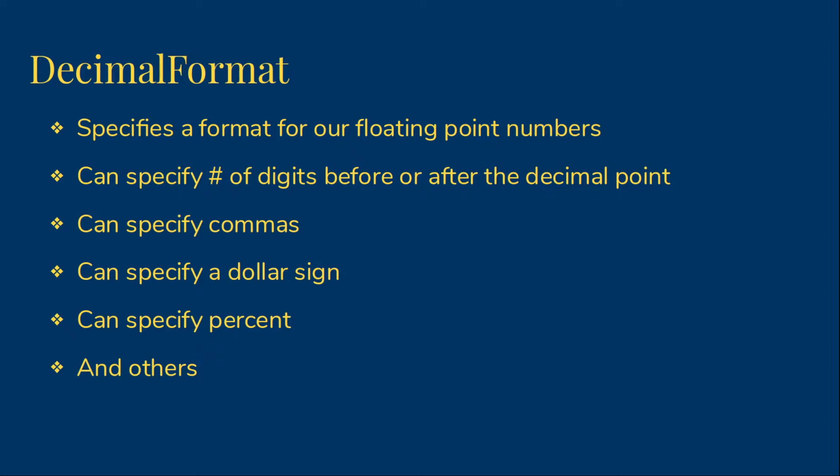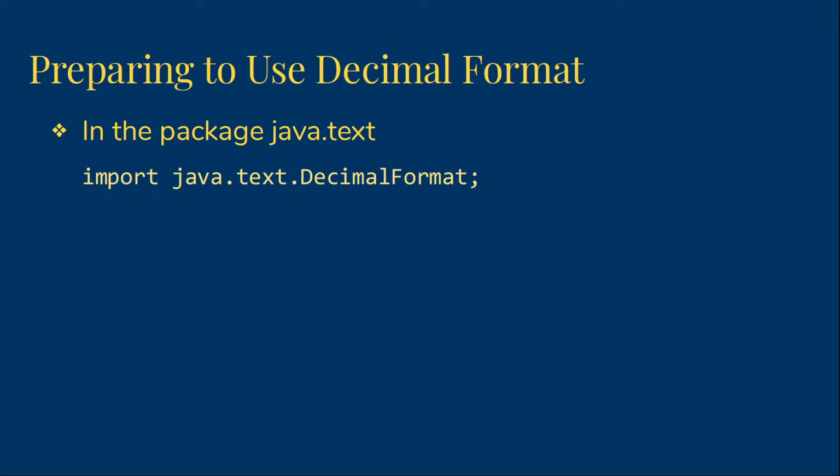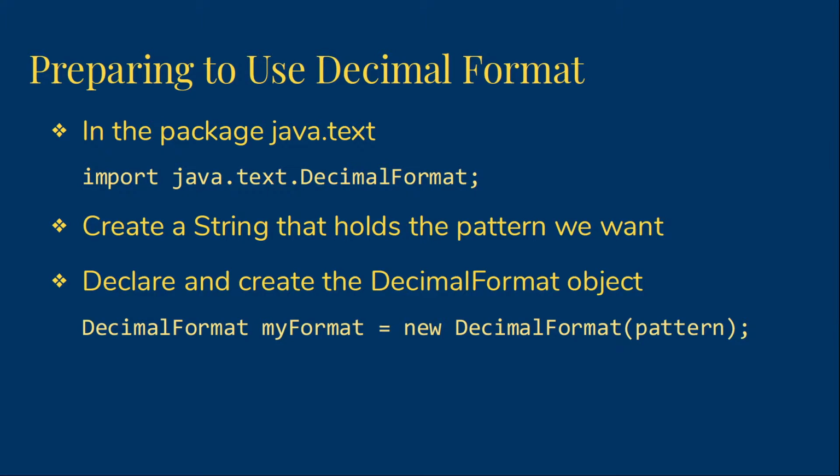And there are other things that we can do as well, which you can find in documentation, but we'll focus on these things. So first, let's see how we actually set up a DecimalFormat object. DecimalFormat is part of the java.text package. So we'll need to import it, just as we have imported some other things. Then we need to create a string with the pattern we want. And we'll look at how we do that in Eclipse in a moment and play with some different options that we have.